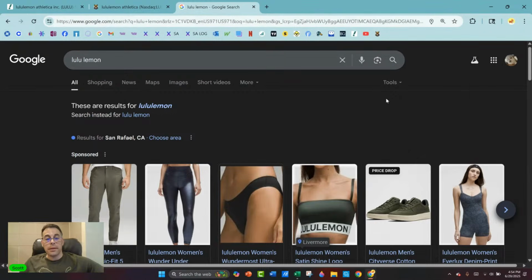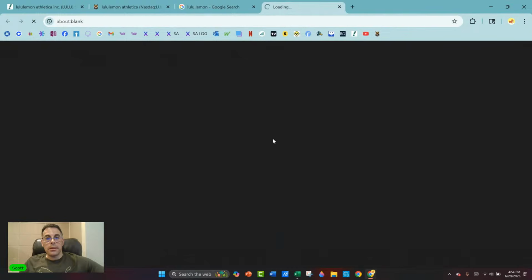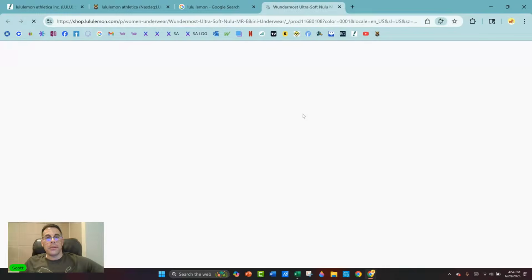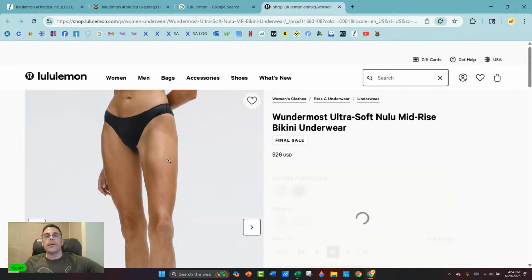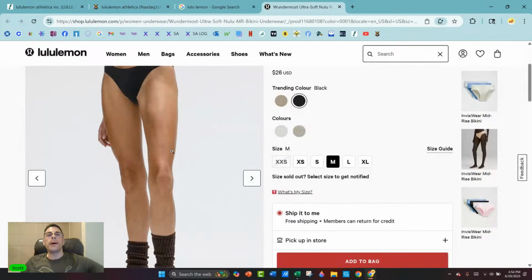Lululemon. Lululemon. Pretty toned body on her.